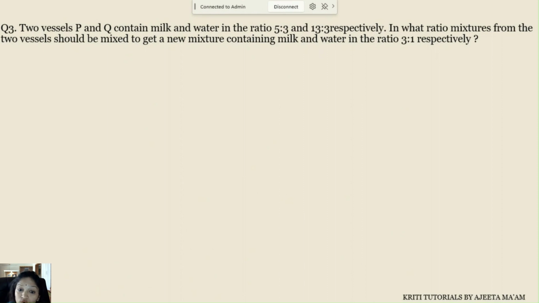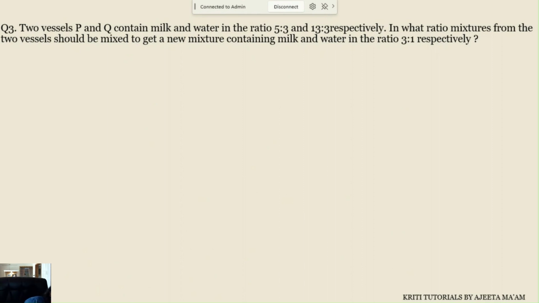Now here two varieties are there in both the vessels. So how to solve this? We can take the ratio of only one quantity. You can solve either for milk or for water. Two ways are there to solve it: either with milk only or with water only.